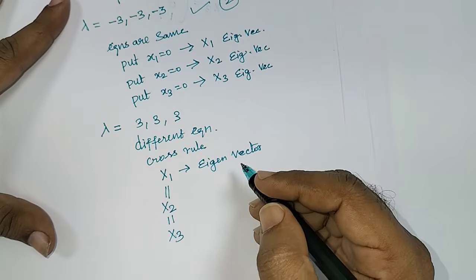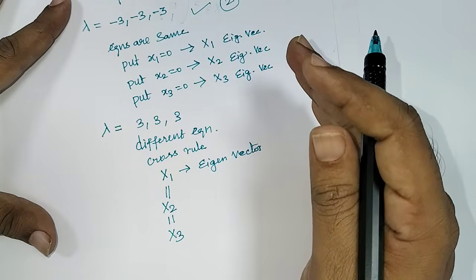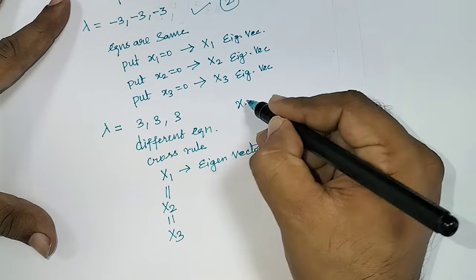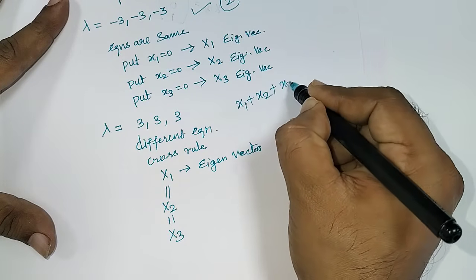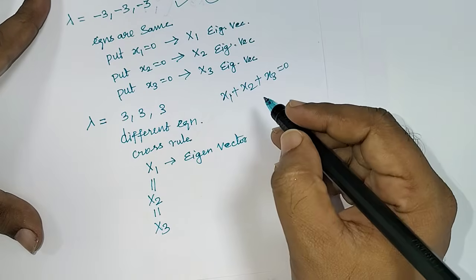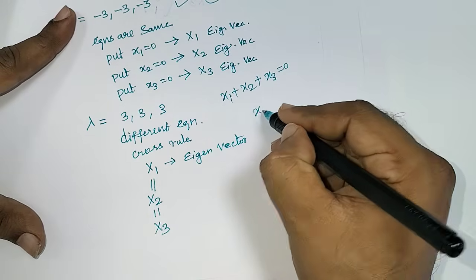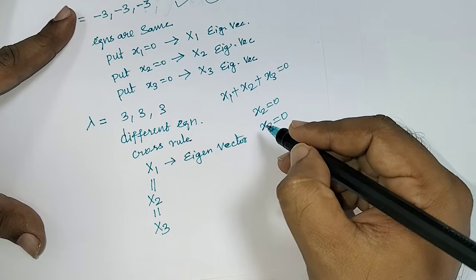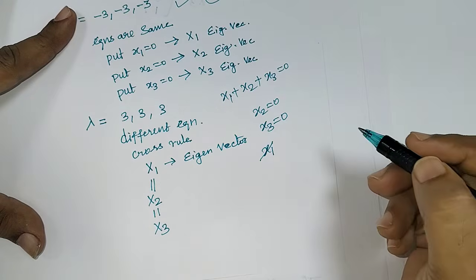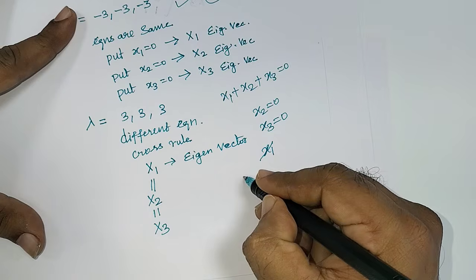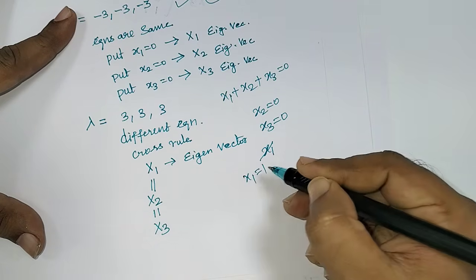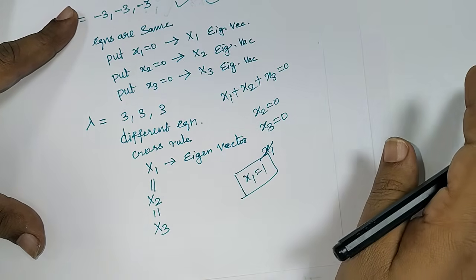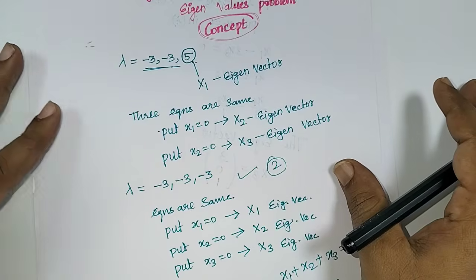And one more case. Whether it is a repeated or non-repeated eigenvalue, when we substitute the eigenvalues, the system of equations may give x2 equal to 0, one equation, and x3 equal to 0, another equation. But in the system of equations there is no x1 term, right? So in this case, you can always consider x1 equal to 1, whether it is x1 or x2 or x3. This is the procedure you should know while solving eigenvector problems.